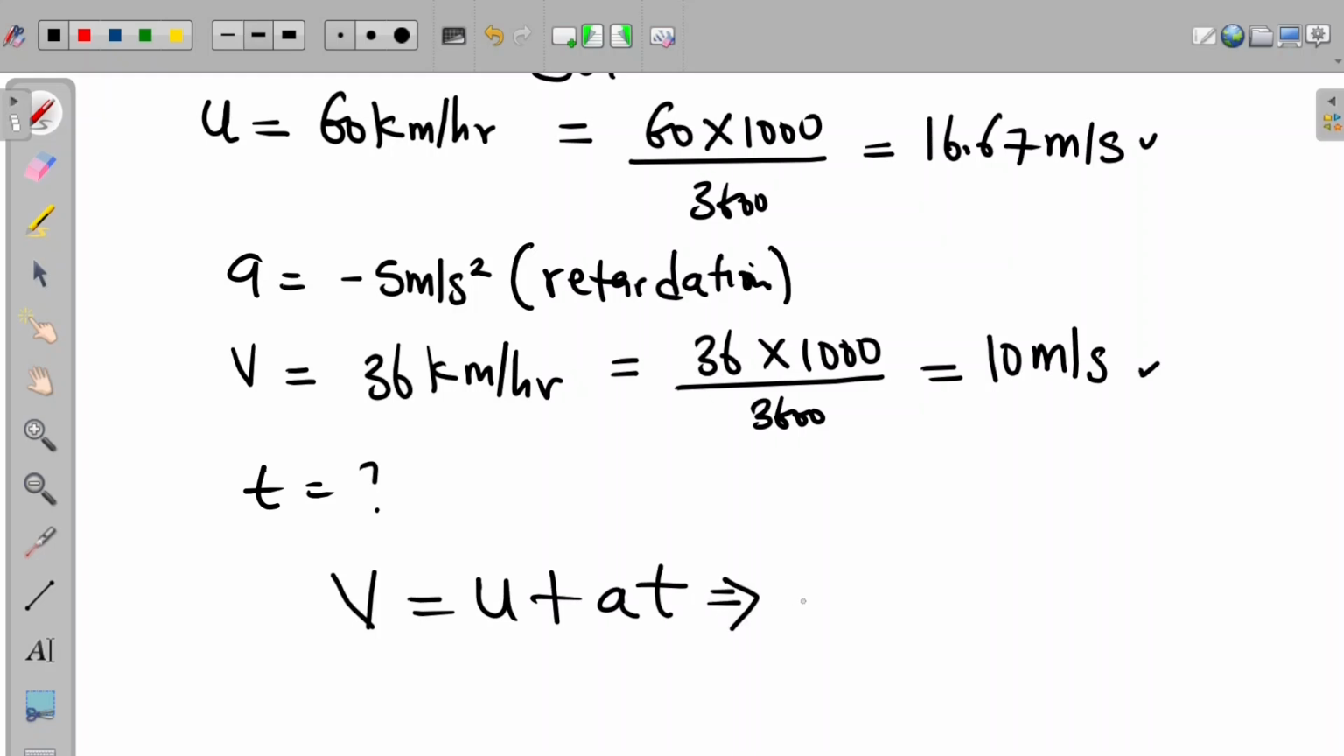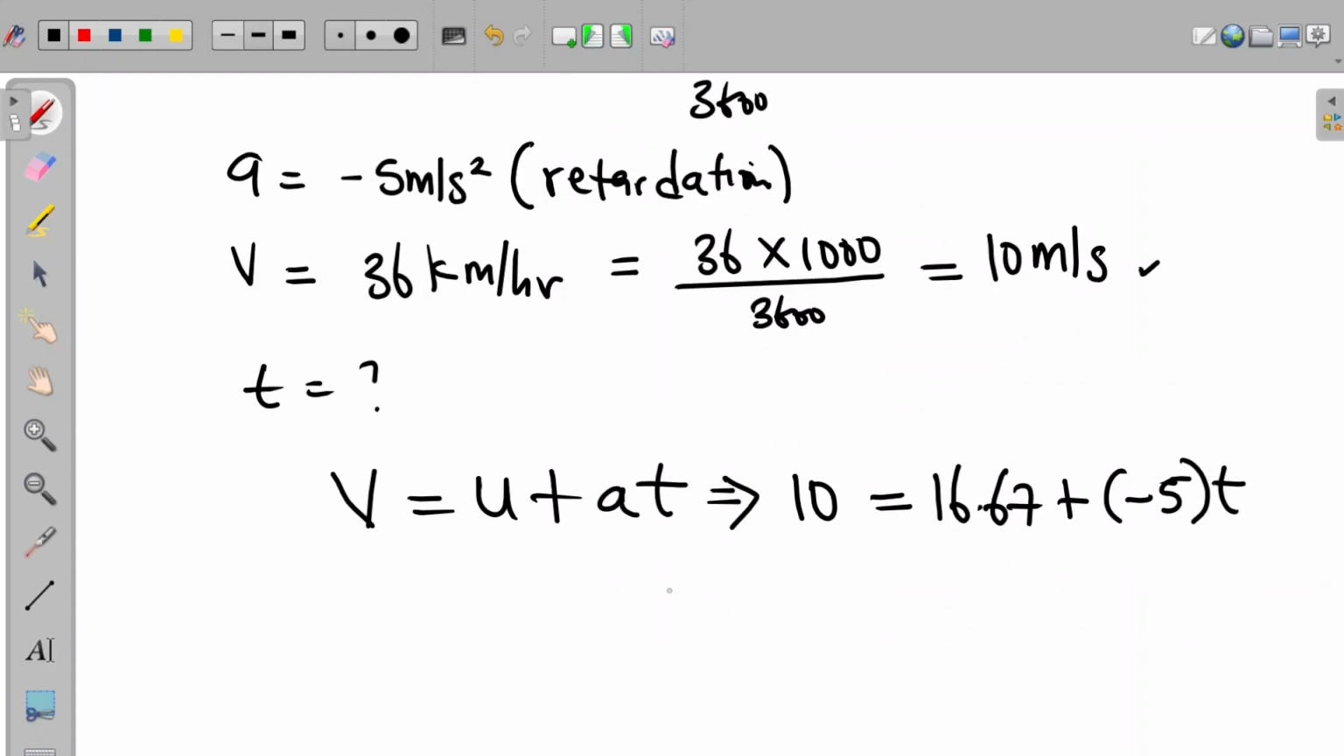So let us input our values. So the value of v is 10, equal to u, which is given as 16.67, plus a, which is -5 since it is retardation, multiplied by time t. So the equation becomes 10 minus, if we move this value to the left hand side, 16.67 equal to minus 5t.